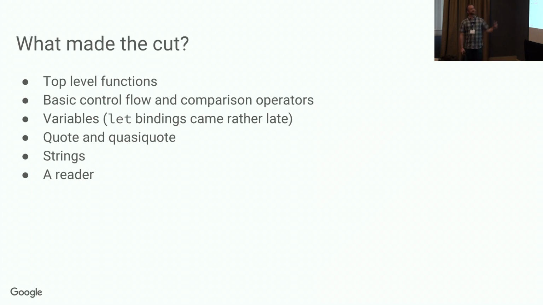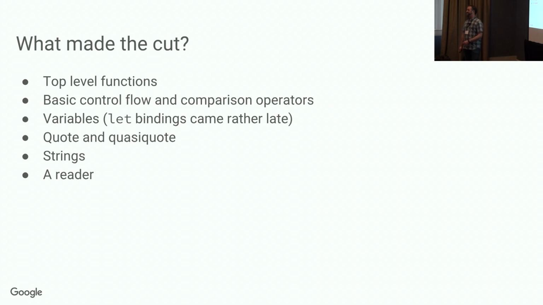So what features did I decide to use? These are them. So there's top-level functions. Basic control flow and comparison, so if and all that stuff. Variables, but for the most part, I just use the arguments passed to functions. Let binding came actually really, really late into the compiler, which surprised me.